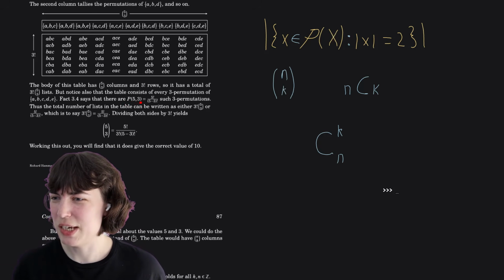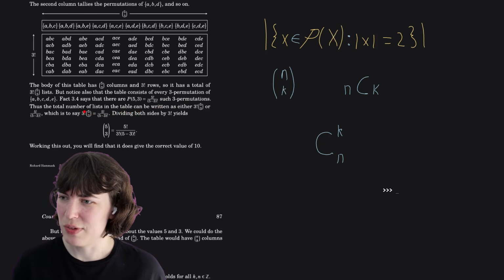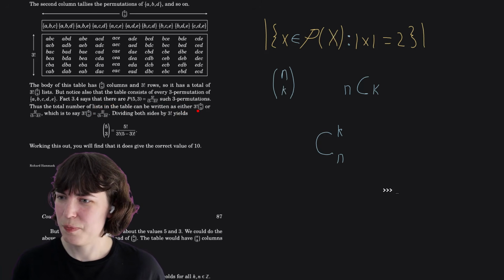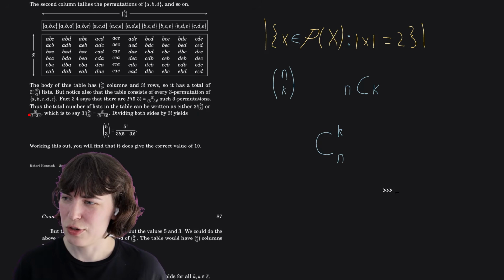This is k-permutations equals 5 factorial over 5 minus 3, such 3 permutations. Great. Thus, the total number of lists on the table can be written as either 3 factorial times 5 choose 3, or 5 factorial over 5 minus 3.